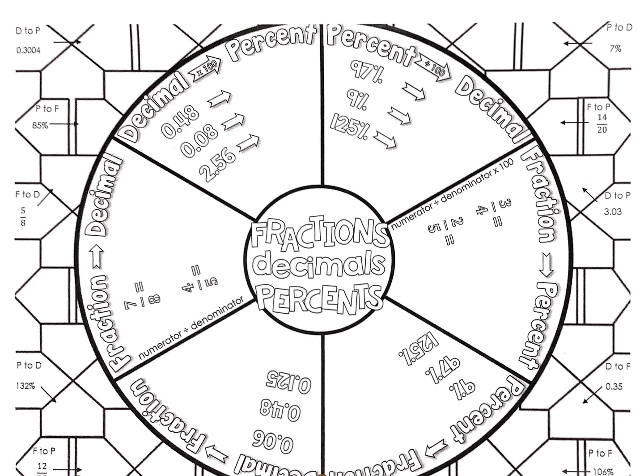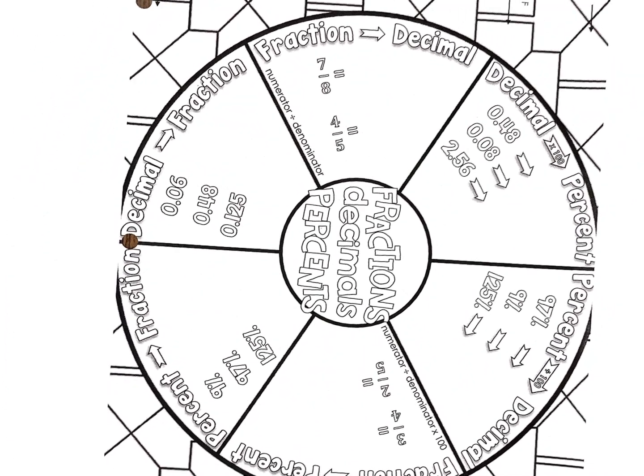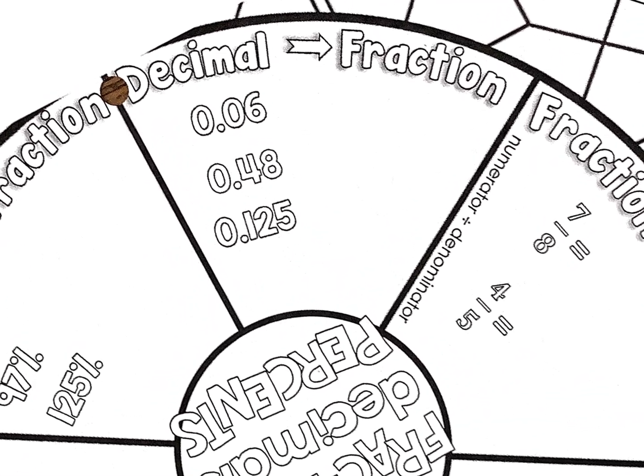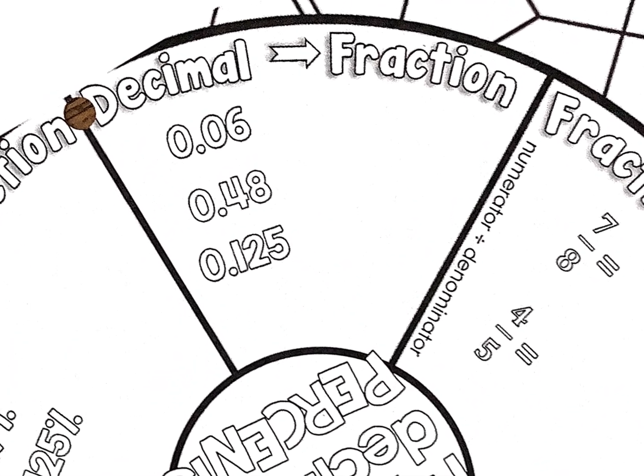Alright, welcome. Today we are going to use this wheel to review the different ways that we can convert between rational number forms. The three forms that we're focusing on today are decimals, percents, and fractions. If you could start by turning your wheel and finding the section that says decimal to fraction. That's going to be the first area that we're going to focus on.